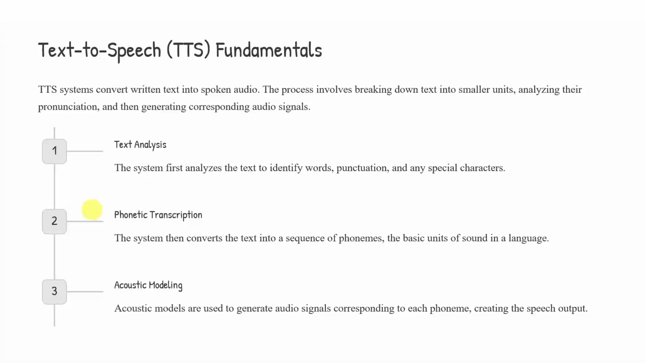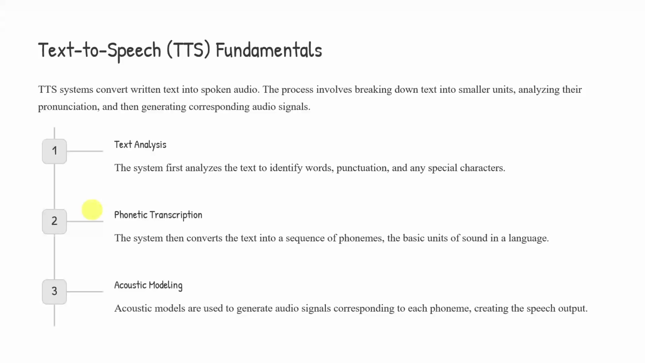What are the procedures or fundamentals we have to know when we convert from text to speech? Text to speech means converting written text to spoken audio. This process involves breaking down the text into smaller units, analyzing their pronunciation, and then generating the corresponding audio signals. So under text to speech, first we split the text into smaller units. After splitting, for each unit we analyze its pronunciation, and based on the pronunciation we generate the corresponding audio signals. This is the procedure for text to speech.